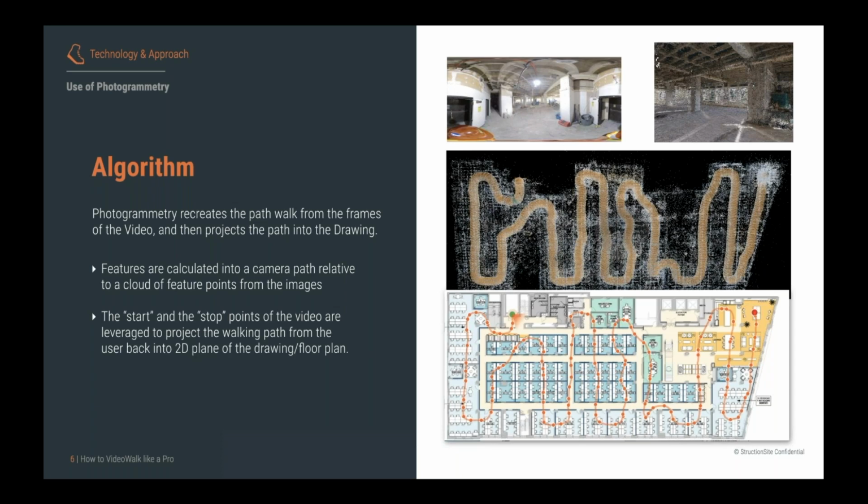So the quality of the turnaround and the quality of the walk is dependent on having features identifiable in both the drawing and in the images themselves. So the start and stop points are critical to that. And the better correlation we have, the better quality of turnaround and output you'll have as a whole. Next slide, please.